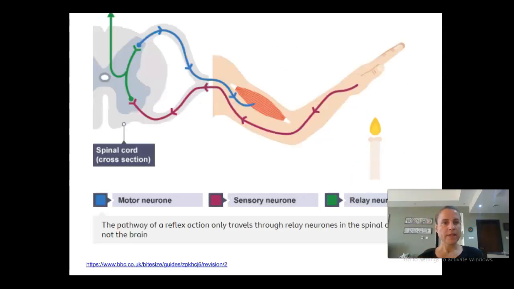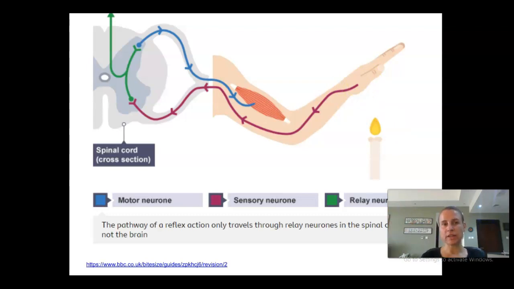This diagram was taken from BBC Bitesize. It's a very simple diagram showing a reflex arc. This is just showing you what happens, and you can see there's some different colours on here representing different types of neurons or nerves, and you can see that this hand is over a candle. So we assume that the candle has burnt the person's hand. So what happens to make that hand then move away?